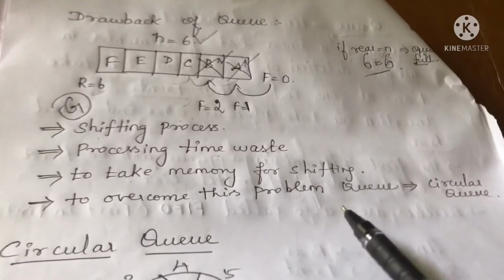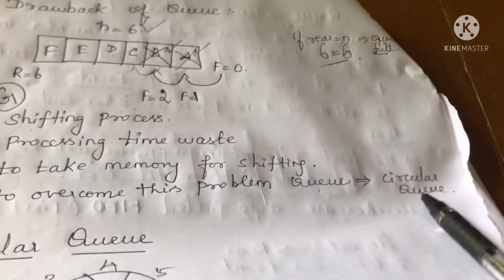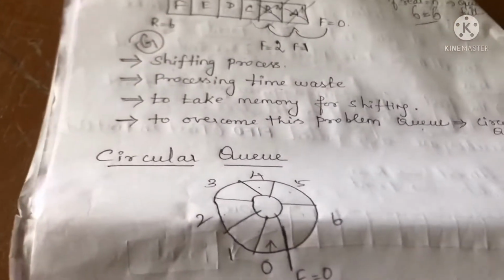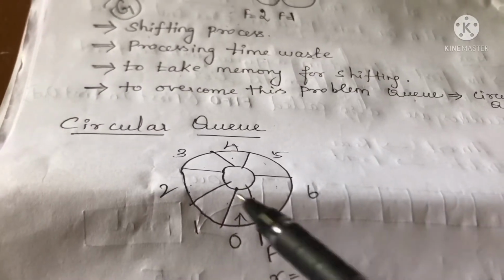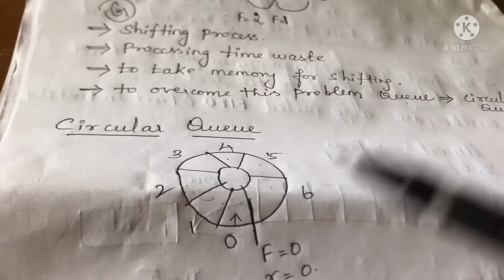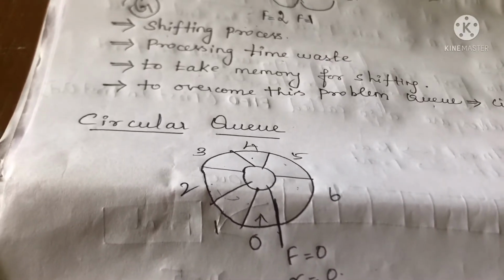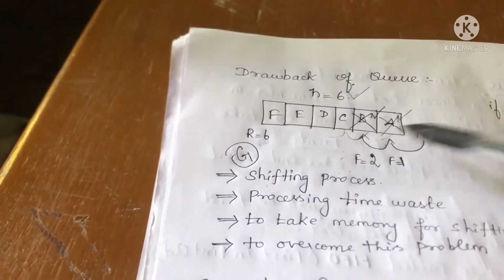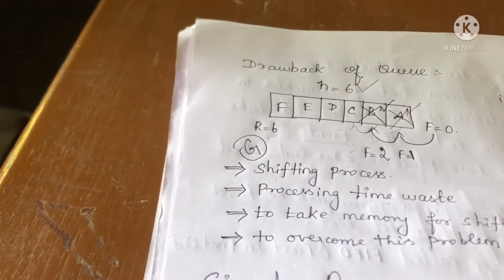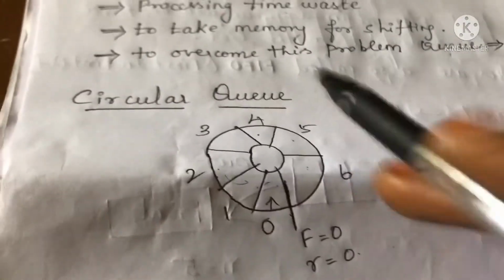So, to overcome this problem, we have to change the methodology from Q to circular Q. Then what does circular Q mean? The linear representation is changed into a rounded form, that is, circular form. In the last example, we were representing the linear form, the standing form. Here, just change the normal Q into circular Q.